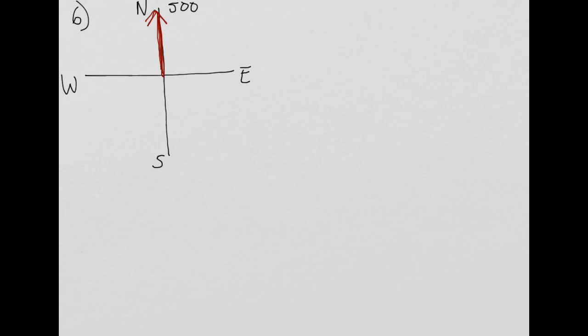The other says that the wind velocity is 600 kilometers per hour in a southeasterly direction. I'm going to do my wind in blue, southeasterly direction. That means it's right in the middle between south and east, the wind, southeasterly direction.